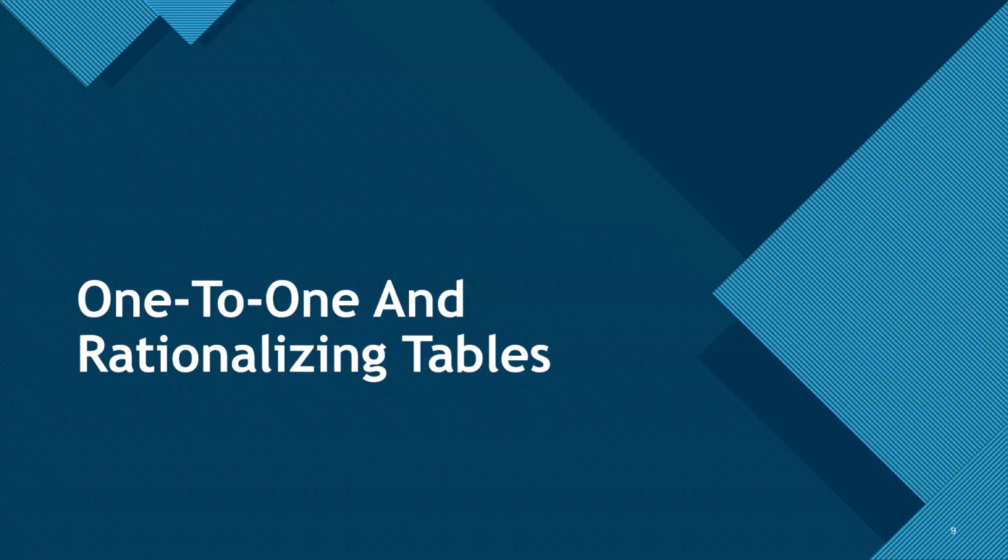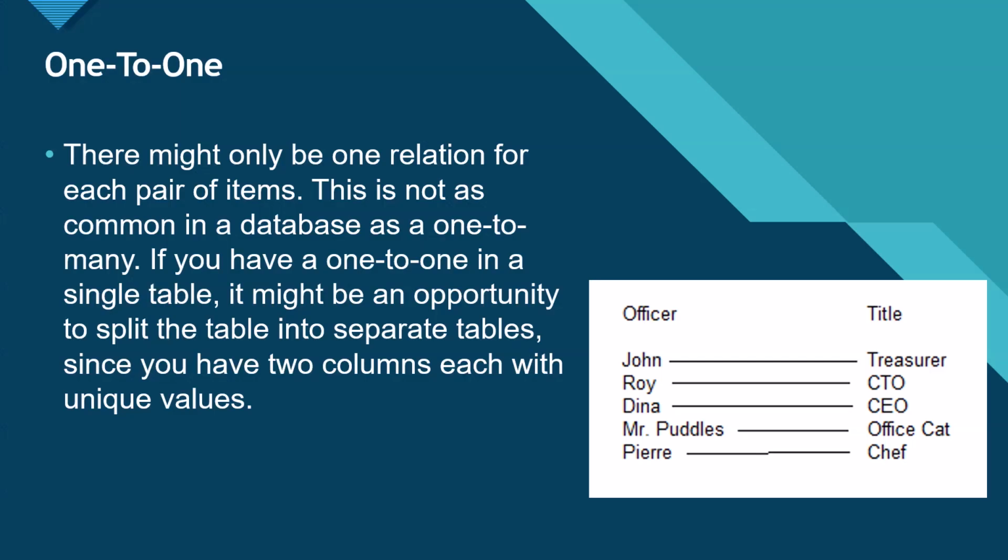So let's look at rationalizing tables. What we have here is a large table. We want to divide it into smaller tables to make more sense of it, to make updating more efficient. Of course, when you find a one-to-one correspondence inside a table, this might be an opportunity for you to split a table off.